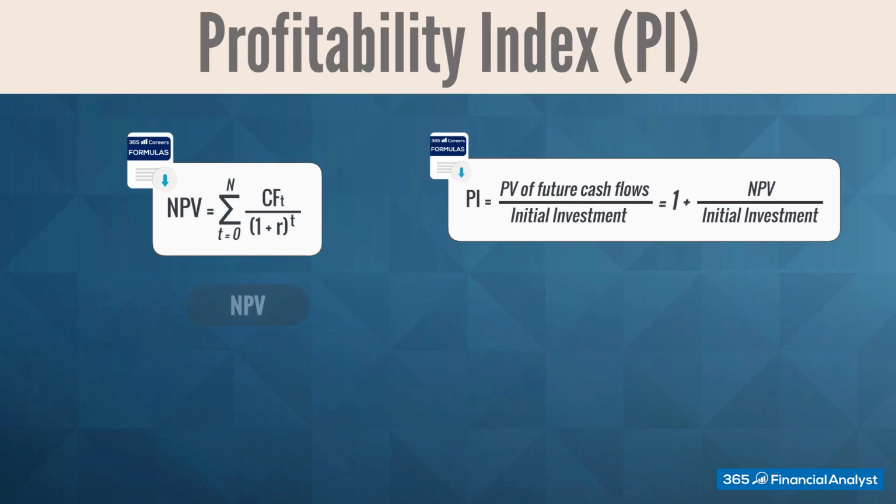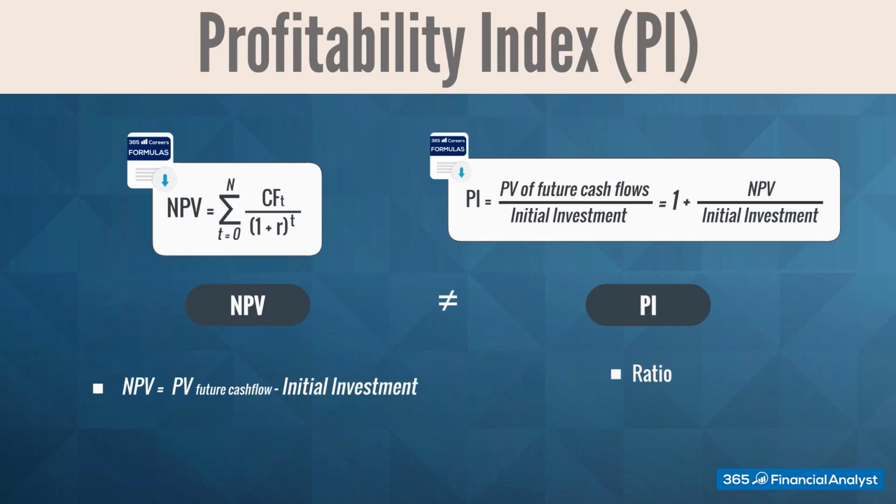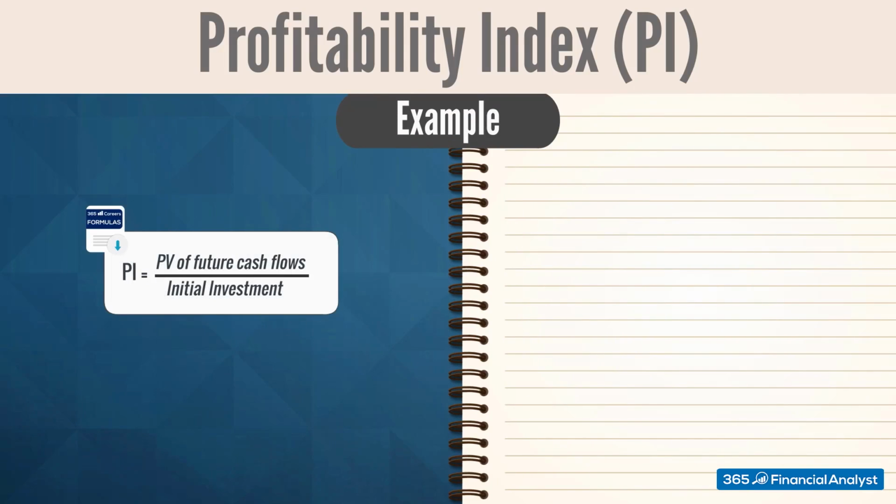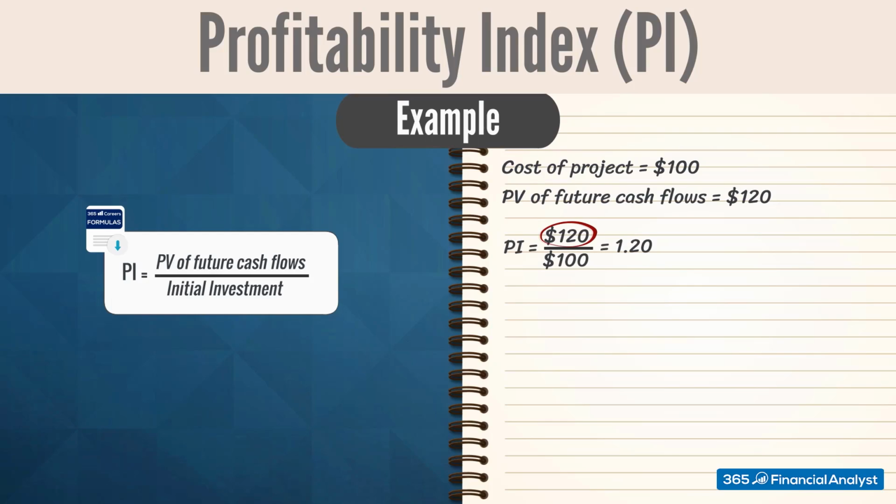As we examined earlier, the NPV is the difference between the present value of future cash flows and the initial investment. On the other hand, the profitability index is a ratio. It measures the so-called bang for your buck, that is, the value created in terms of NPV per dollar invested. So, if a project costs $100 and the present value of its future cash flows is $120, the profitability index value would be $120 divided by $100, which is 1.20. Please notice that the NPV for this investment is positive, $20, which means that it is a desirable investment.